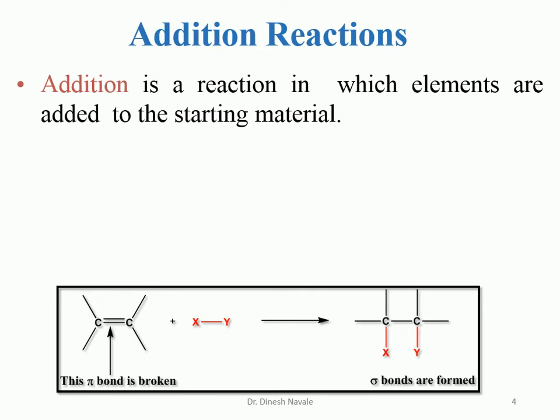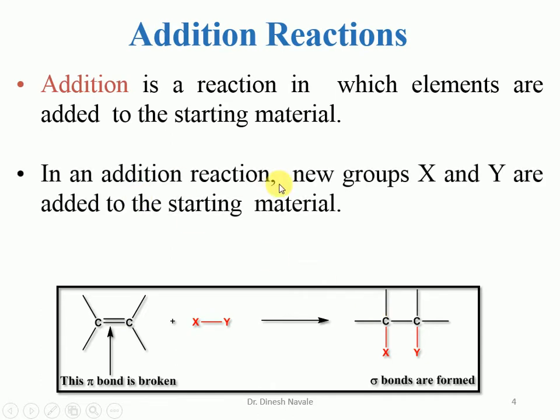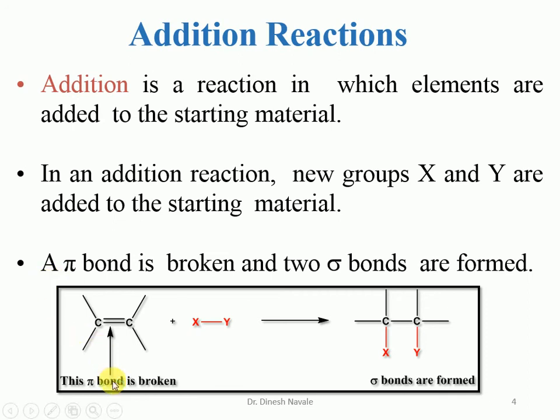So addition is a reaction in which elements are added to the starting material. In this example also we can observe the addition of the XY reagent across the carbon-carbon double bond. In an addition reaction, new groups X and Y are added to the starting material, as represented in this example. That's why it is an addition reaction. A pi bond is broken and two sigma bonds are formed. So this is the representative example of the addition reaction.